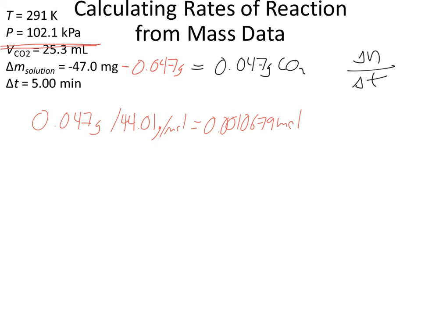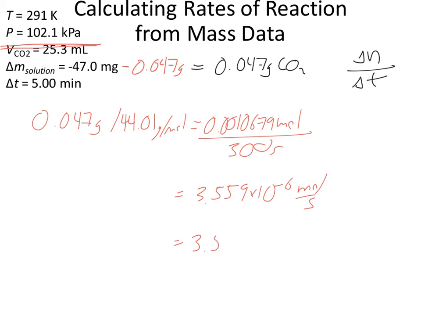Now what we want to do is take this value and divide it by our seconds. So in this case we had 300 seconds, and our rate is going to be 3.559 times 10 to the negative 6 mole per second. Again, to significant figures, we have 3.56 times 10 to the negative 6 mole per second.